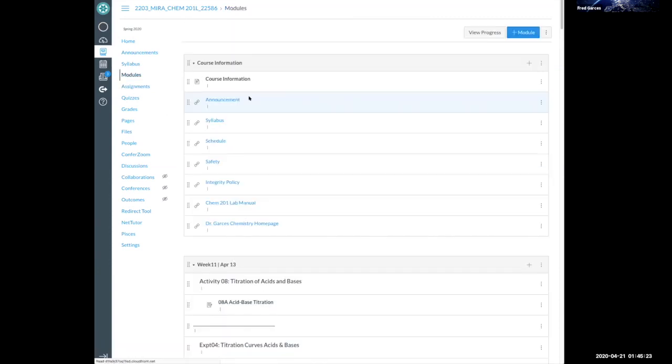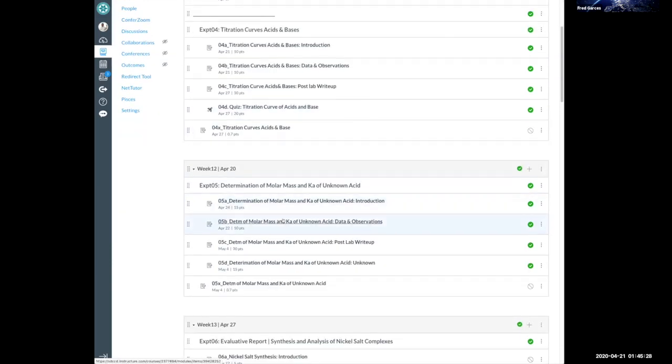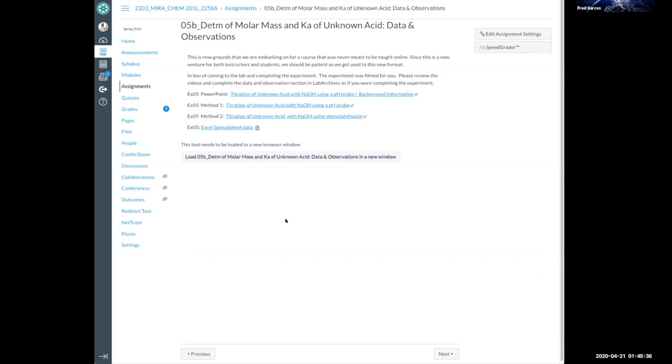The second one is really where you're going to find the bulk of your information. That would be the determination of the molar mass of an unknown, data and observation. That's where you'll see the movies. So we have the PowerPoint, the experiment, method 1, method 2, and the Excel spreadsheet. Make sure you stick around because you're going to be assigned an unknown, and I'll show you how to get that data when I talk you through the PowerPoint.